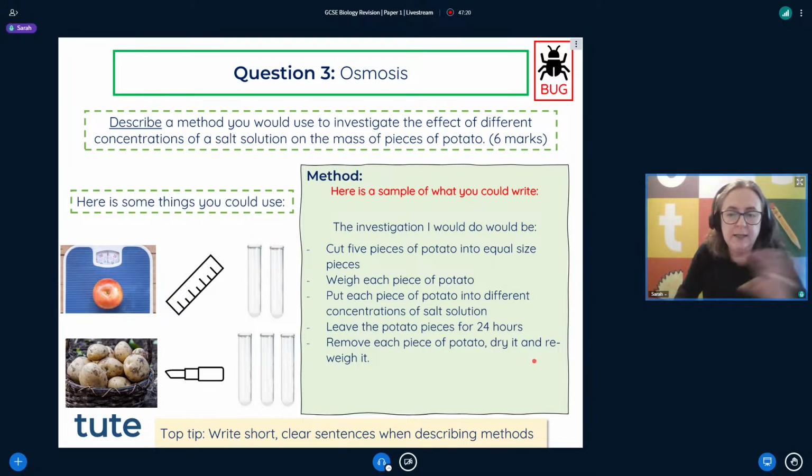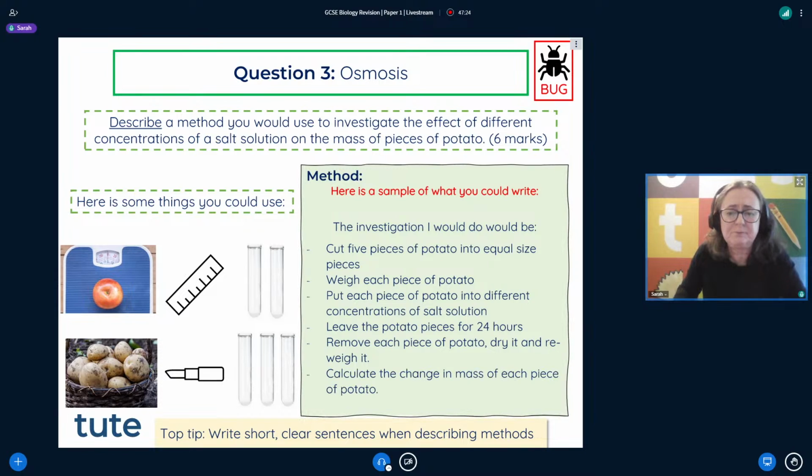You're just getting the residual water off. And then you reweigh it. And then, having reweighed it, you can calculate the change in mass of each piece of potato. Because depending on whether they were put in a really strong solution where they might shrivel up, or in a very dilute solution where they might expand, that's going to affect the size of that potato and the mass that it'll be after the experiment.